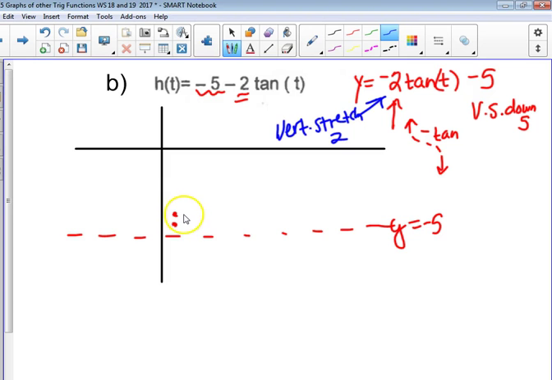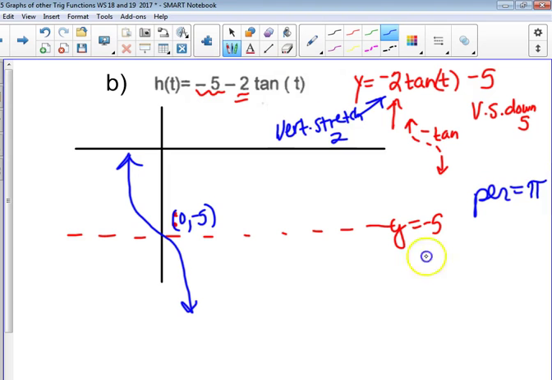Anybody come up with an ordered pair, even before I draw it? Yes, 0, -5, and it's going this way, right? What's the period? It has no b in here other than 1, so the period is pi. So the next time it goes through the midline would be pi, -5. Does that seem okay with everybody?